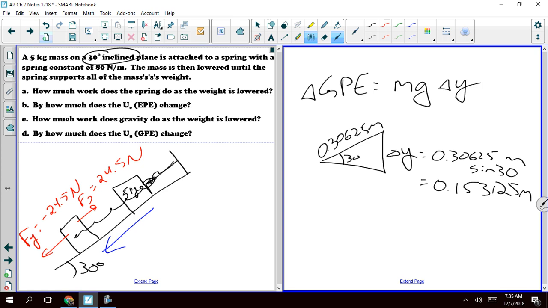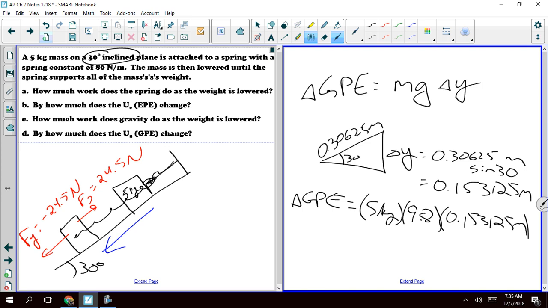I have no idea. All right, so our change in GPE here is the mass times 9.8 times 0.153125 meters, and it gives you, oh, sorry, our change in y is negative, right? So we're going down. So it gives you negative 7.5 joules, which makes us happy because it's the same thing we got before with finding the work done.